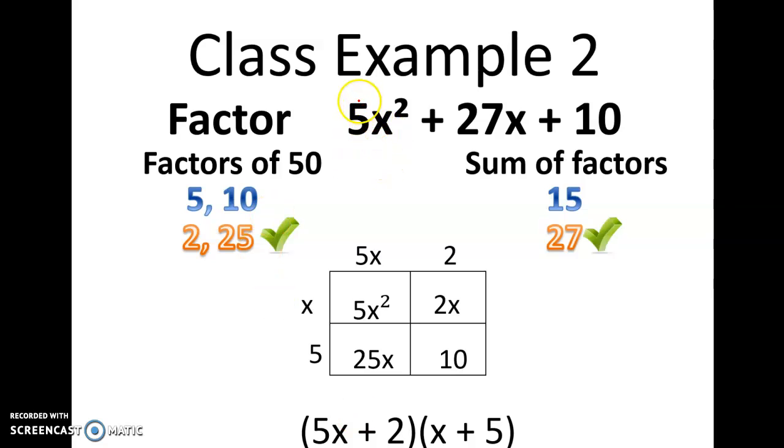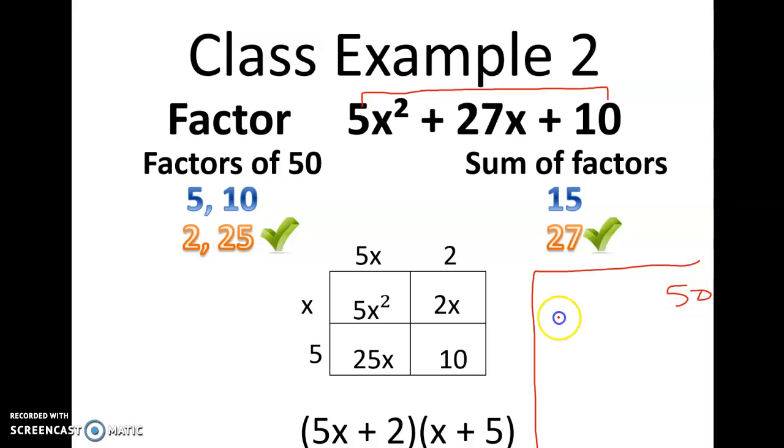If you wanted to do slide and divide, okay, it's similar. You're going to take the 5 and slide it to the 10, and you get the number 50. All right, this is slide and divide. You take your two sets of parentheses, and you put your x's in, you put your signs in, they're both positive, and you find the factors of 50 that add to be 27, and it's 2 and 25.